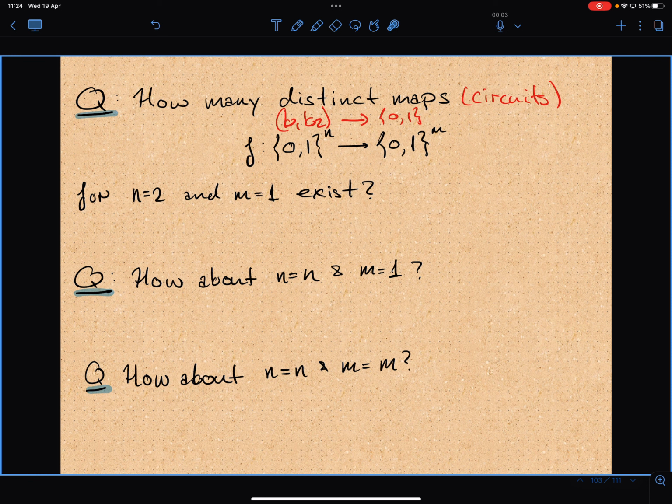M is not necessarily strictly smaller than N. M could be larger. N could be equal to 1, and M could be 3. We want to build all the circuits ever possible.